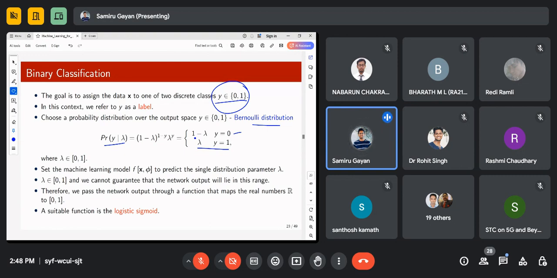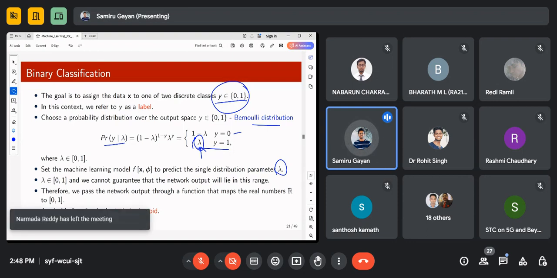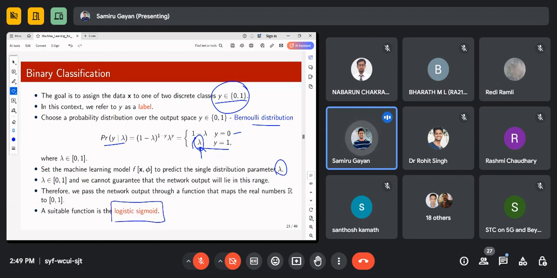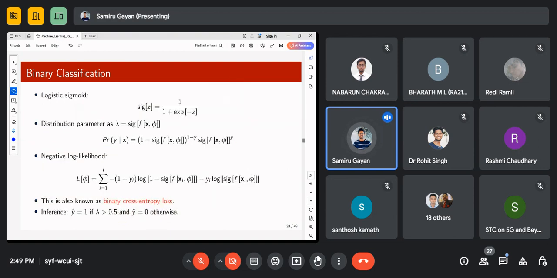So the parameter that we can predict using the machine learning model is this lambda. We train the machine learning model to do that. Actually, the logistic sigmoid comes into play in this binary classification problem, where you can simply do this. I'm not going to go deep into these things, because I think you are all familiar with this, and time is also a constraint.